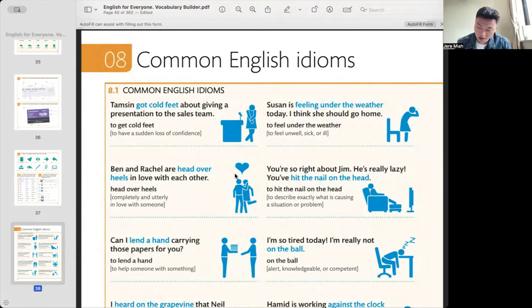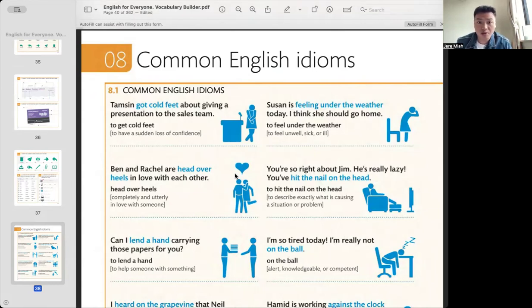I wish I could be head over heels with someone. Keep going. You're getting the hang of these idioms. Okay, I write it down.